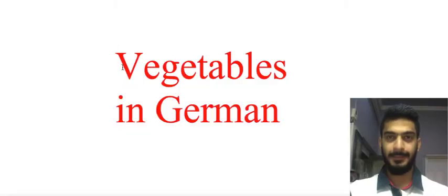In this video, I'm going to tell you 20 types of vegetables with step-by-step pronunciation and translation both in German and English language. So, let's start the session. Vegetables in German. In today's video, we have 20 types of vegetables written both in singular and plural forms, followed by the translations from German to English.